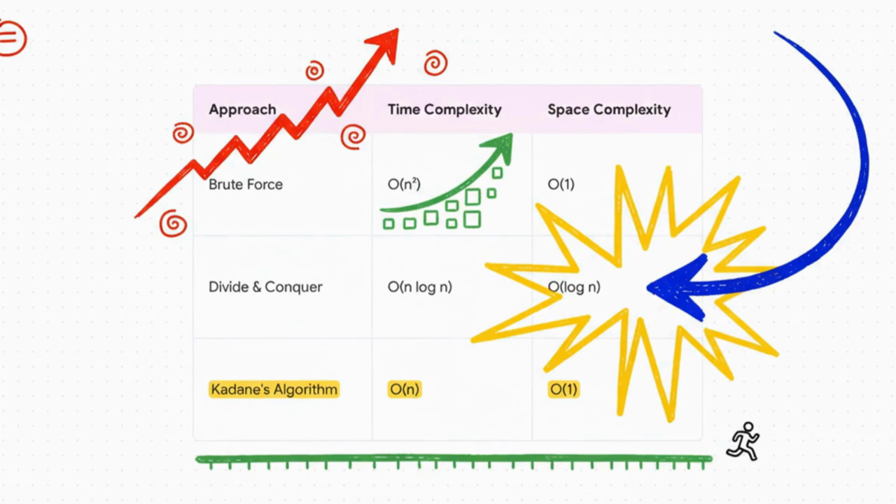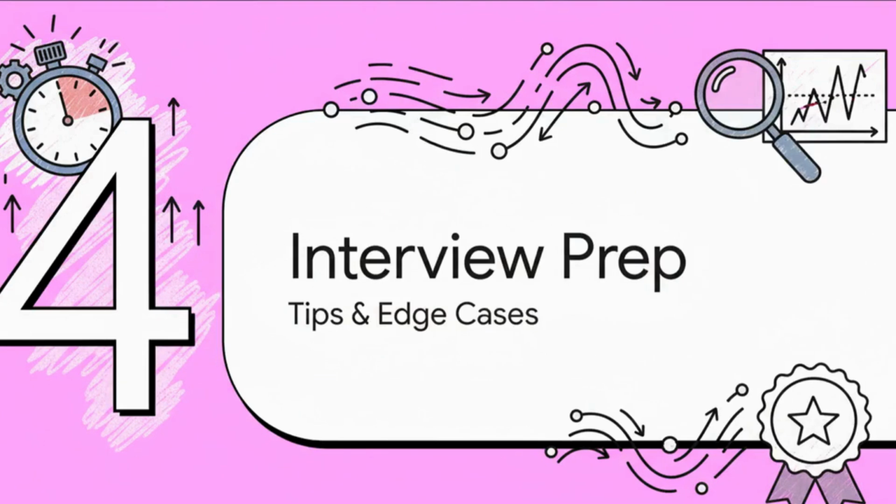And that simple logic delivers an absolutely massive payoff. Look at this comparison. The brute force method, that O of n squared one, gets slow really fast. A smarter divide and conquer approach is better at O of n log n. But Kadane's, it's O of n. That's linear time. It means the time it takes is directly proportional to how many numbers you give it. You literally can't do better than that. And it uses basically no extra memory. It's just optimal.